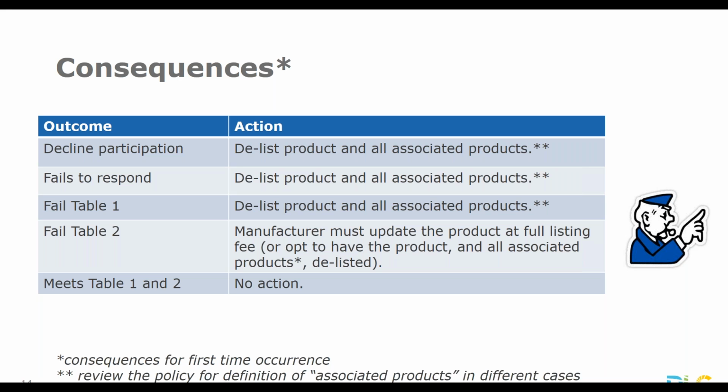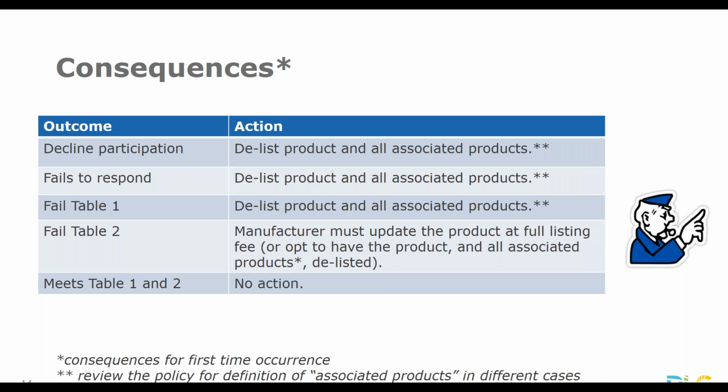I won't spend a lot of time on this other than to say that essentially in any case where someone declines participation, where the product doesn't meet the requirements, then the product, as well as any associated products, will be delisted. The policy, again, more clearly defines what constitutes an associated product in different cases.